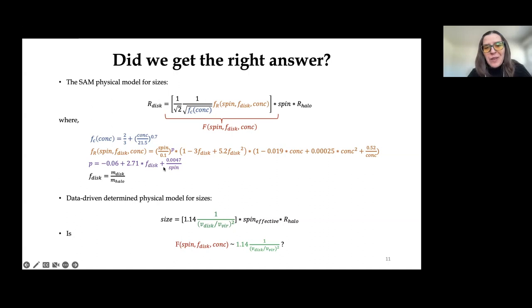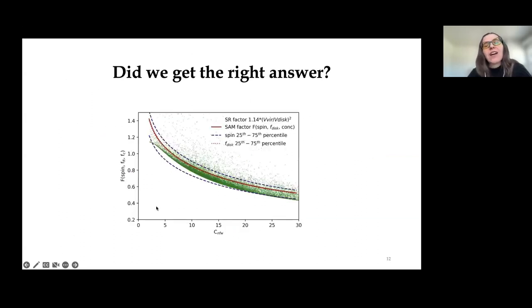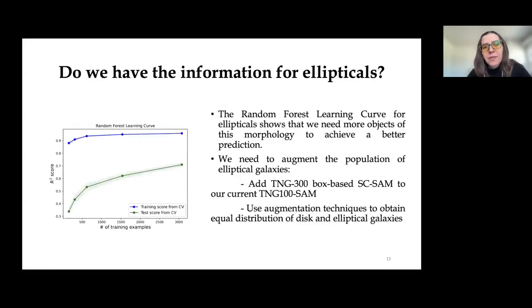I wrote down what this function for semi-analytic models includes so that you can see that it's a long and complicated function. So when I plot the factor in front of spin and our halo for both cases versus the concentration, it becomes obvious that these two functions match each other. The red line corresponds to the factor in front of spin and our halo from SAMs, whereas the green dots correspond to the factor from our data-driven derived semi-analytic model. So yes, we think that we did get the right answer.